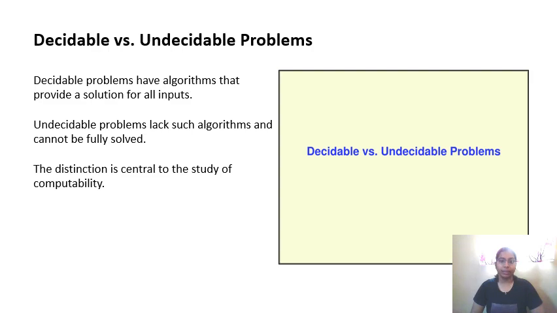Decidable versus undecidable problems. Decidable problems have algorithms that provide a solution for all inputs. Undecidable problems lack such algorithms and cannot be fully solved. The distinction is central to the study of computability.